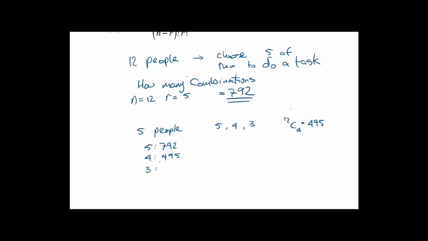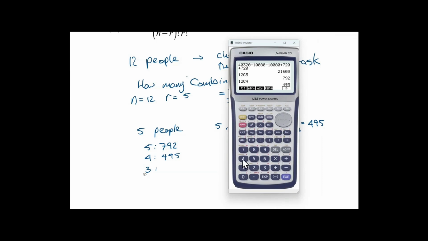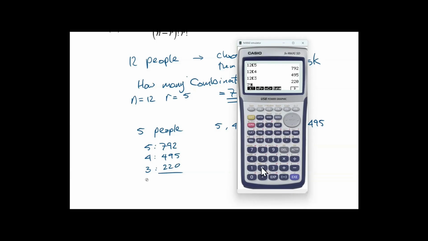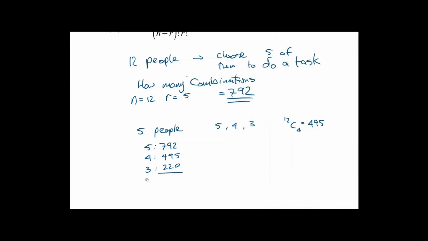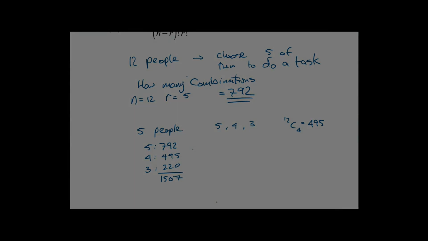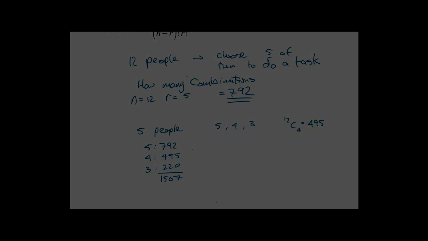But just for completion's sake, let's do it in lots of 3. So 12 choose 3. And now at less than half, it goes to 220. So how many in total would there be? We would need to add those together. So 792 plus 495 plus 220 gives us 1,507. Which is a random number. You wouldn't really be able to work that out in your head. And if you did it by hand, finding 1,500 different combinations.